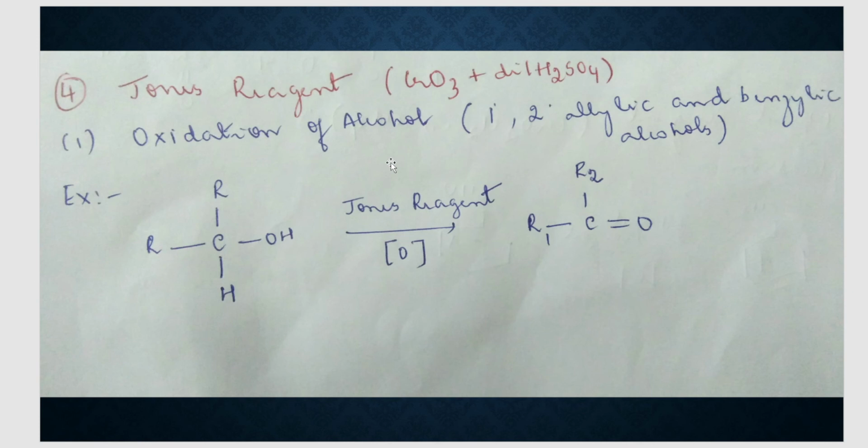You know, alcohol on oxidation will give you a ketonic compound. So what is Jones reagent used in? It is used in oxidation of primary or secondary allylic or benzylic alcohol. Now let us see what is the reaction mechanism of this allylic alcohol getting oxidized to give you a ketonic compound.